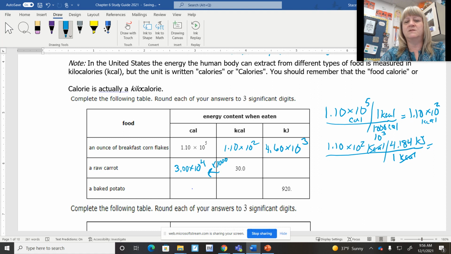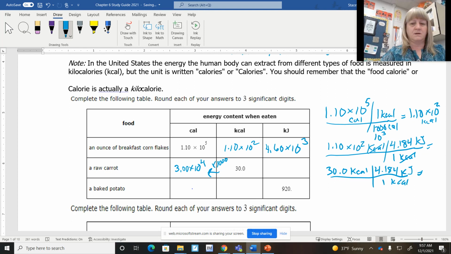And if I'm going this way, I'm just going to take that 30.0 kilocalories, and I'm going to times it by 4.184 kilojoules, divide by 1 kilocalorie, and I'd end up with 126 kilojoules, because I'd round up.